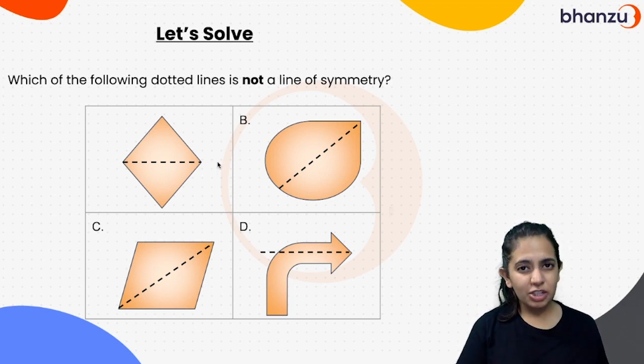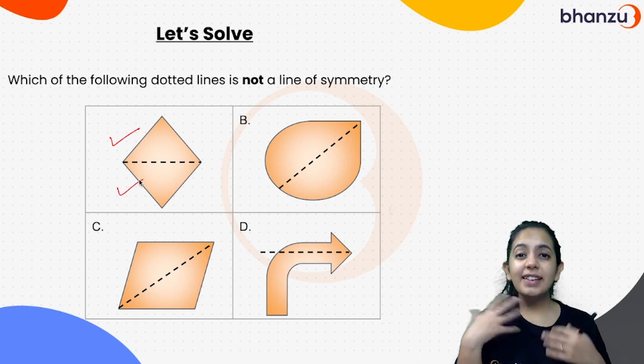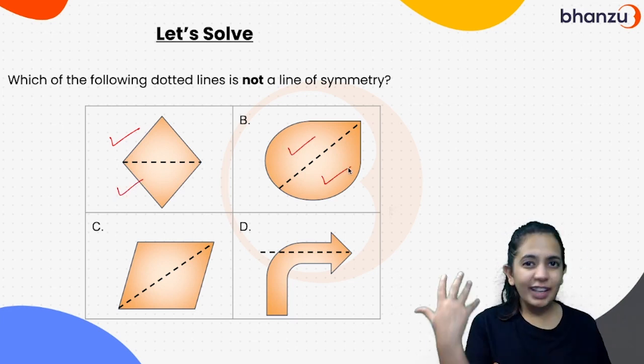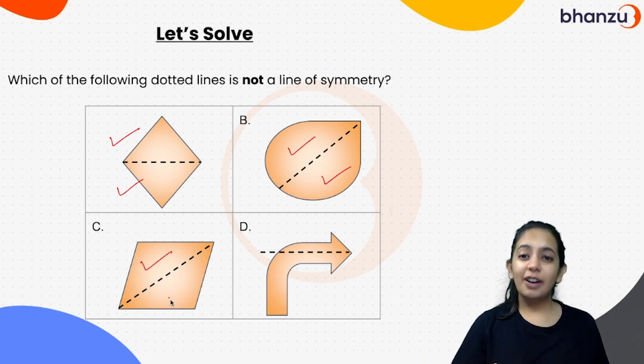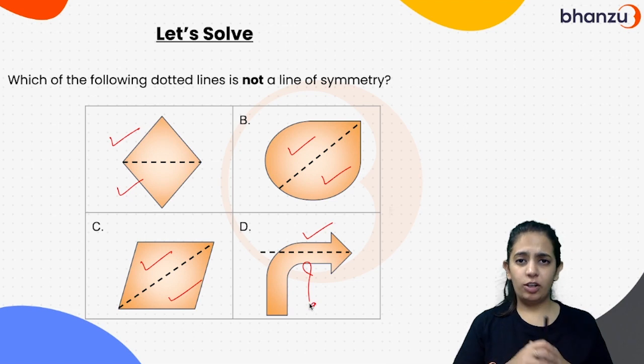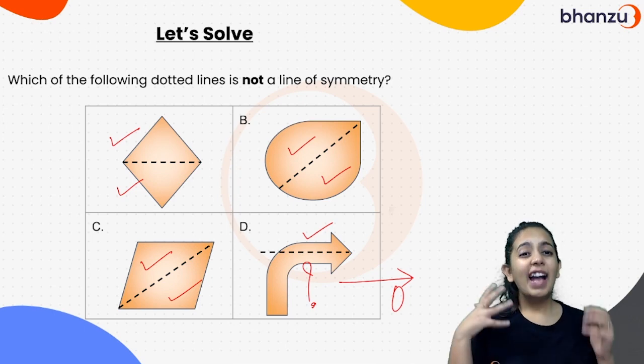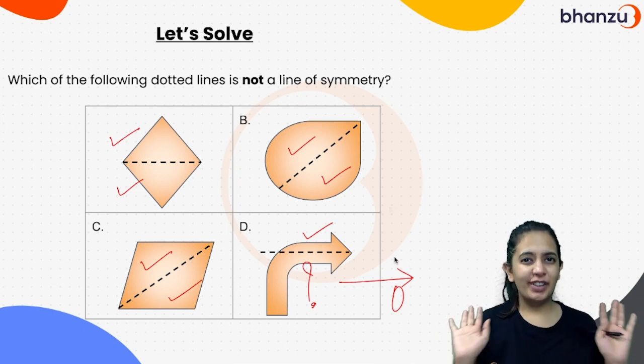Here, is this a line of symmetry? Yes, because these two parts are equal and they can be overlapped onto each other. In this case, these two parts are equal and they can be overlapped onto each other. Here also. But in the D part, these two parts are not equal. So we cannot overlap them. So this shape has 0 lines of symmetry. And my dear, this is not a line of symmetry over here, definitely.